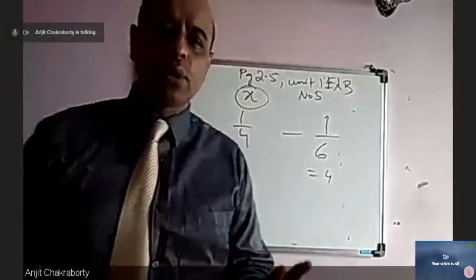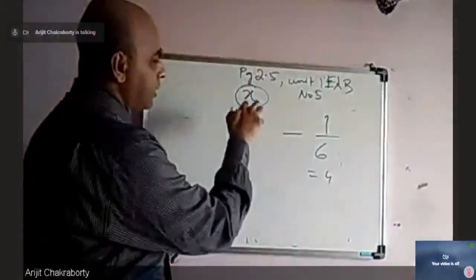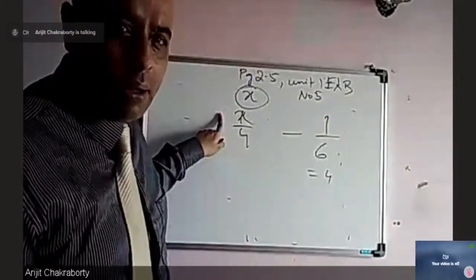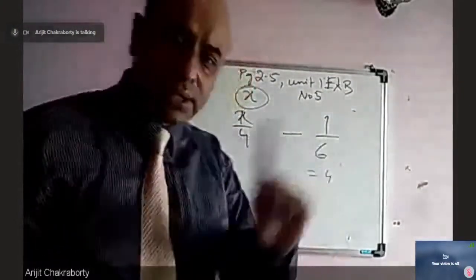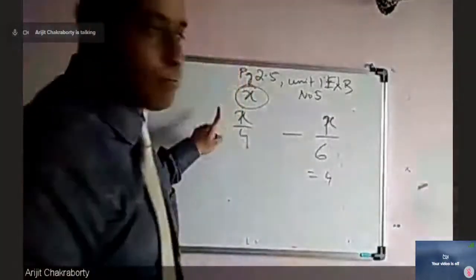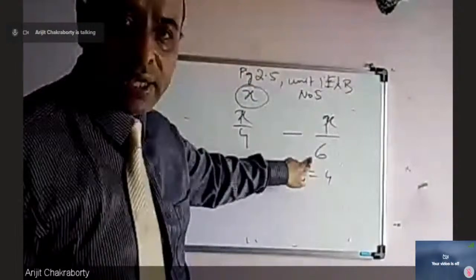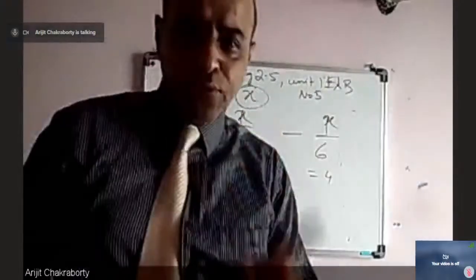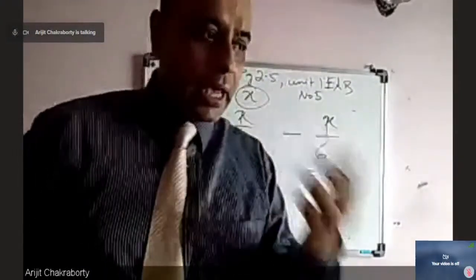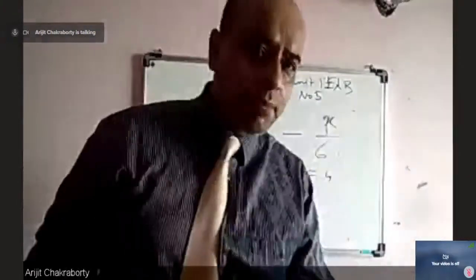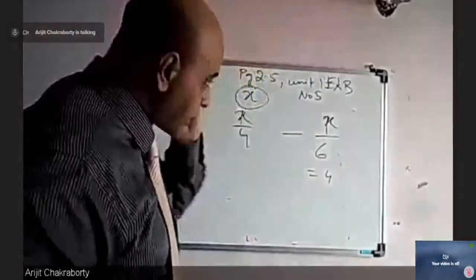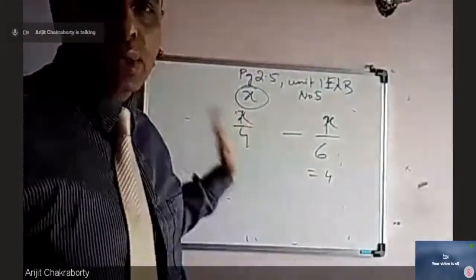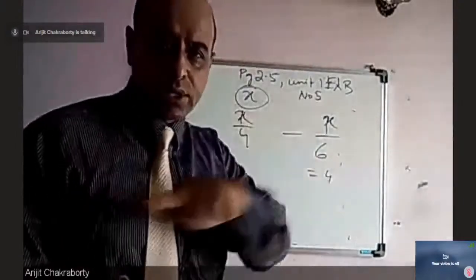1/4 of x, so I will write x by 4. 1/4 of x is more than 1/6 of the number. So again x by 4 minus x by 6 is equal to 4. That is the equation, because it says that 1/4 of a particular number exceeds 1/6 of the same number by 4. Therefore, the equation is x by 4 minus x by 6 equals 4. Let us solve this. Simple linear equation, straight line.